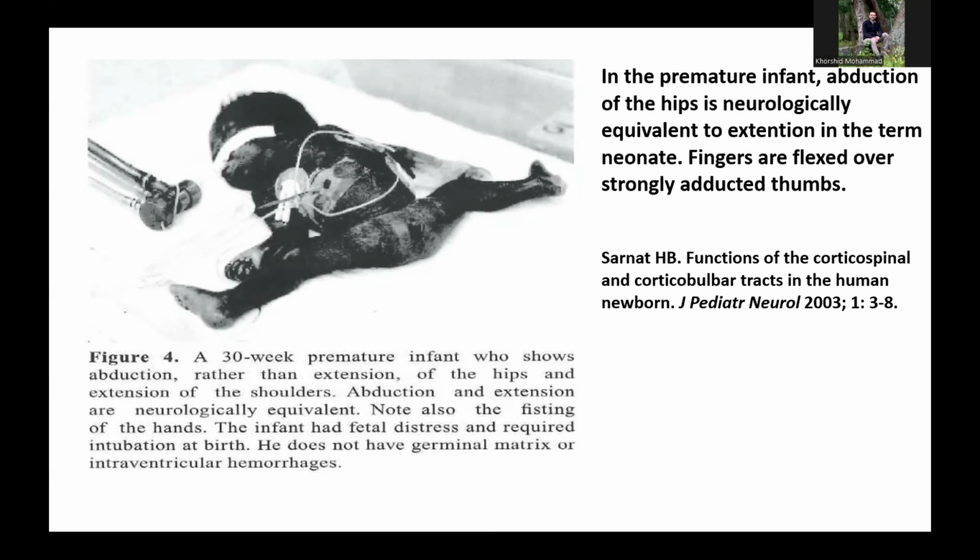And the reason the hips are abducted has more to do with the maturation of the anatomical structure of the hip joint itself, so that the least resistance would be with abduction in a 30-week preemie, whereas it would be extension in a 40-week term neonate. And so we should understand this pairing. Similarly, adduction of the thumb and flexion of the fingers come from the same pool of motor neurons and are the same neurologically.